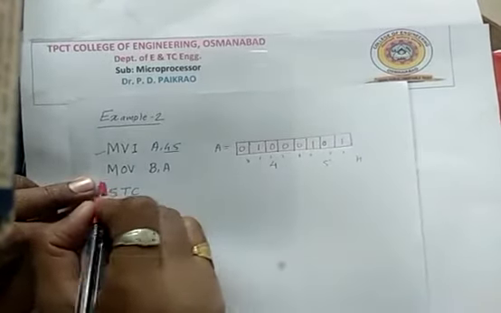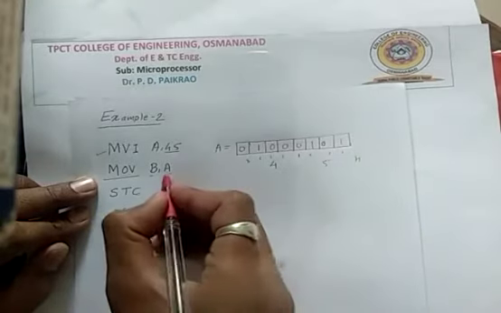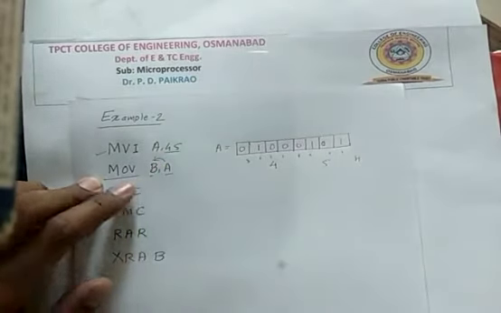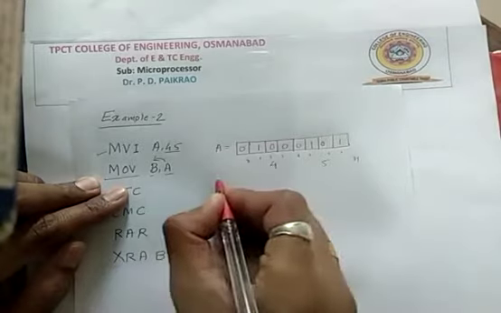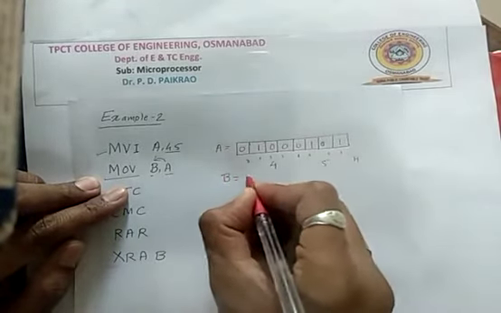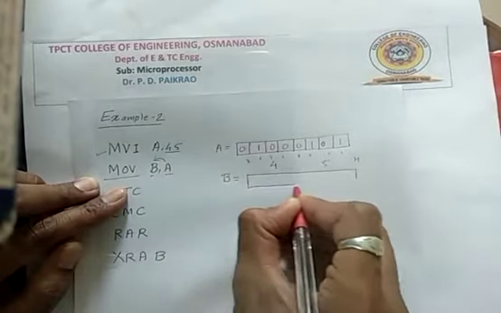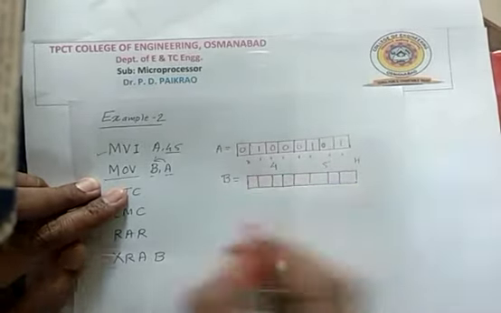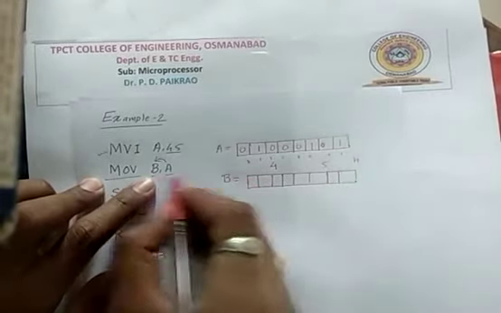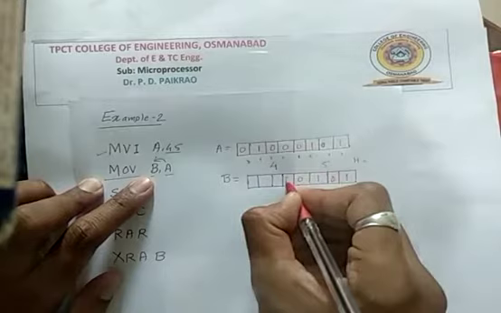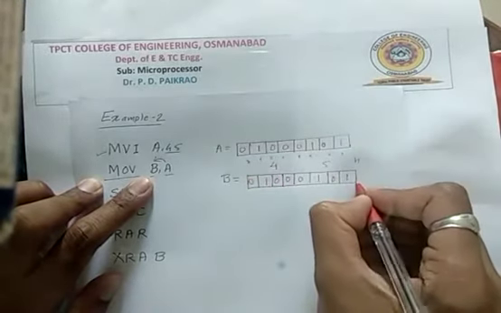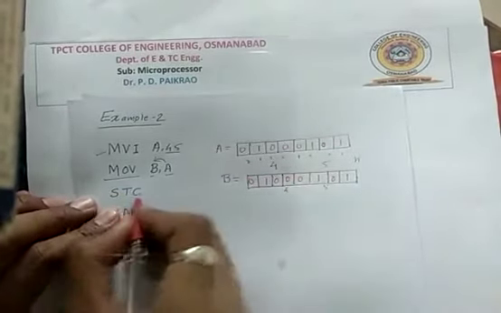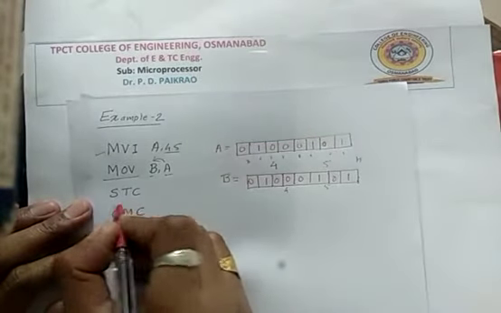Now the second instruction is MOV B, A. Here the content of the accumulator is copied into register B. After execution of the second instruction, B will be the same as the content of the accumulator, so the content of B is 0 1 0 0 0 1 0 1. After the second instruction, B equals this, which is also 45H.